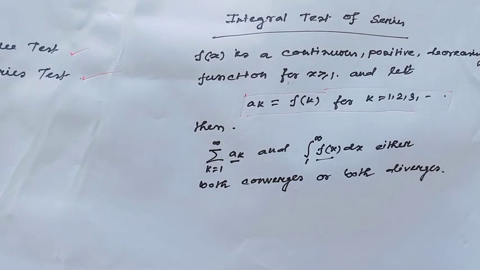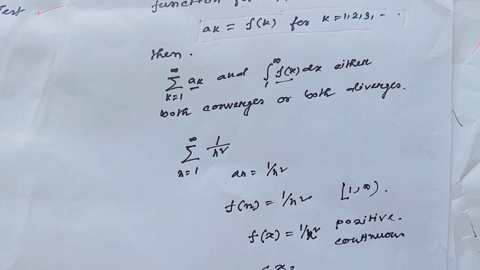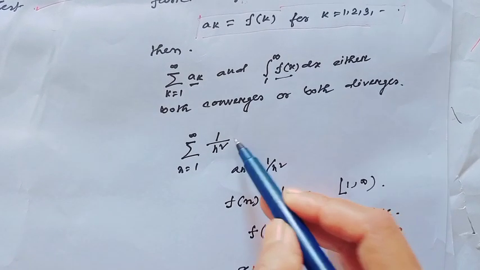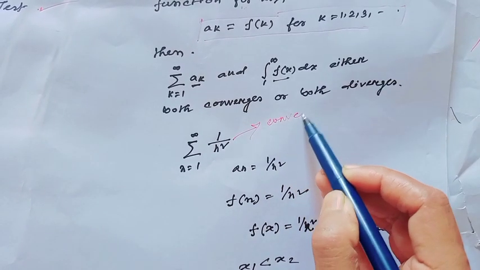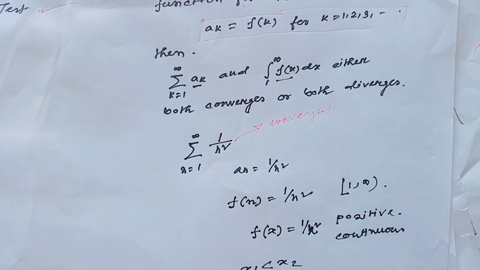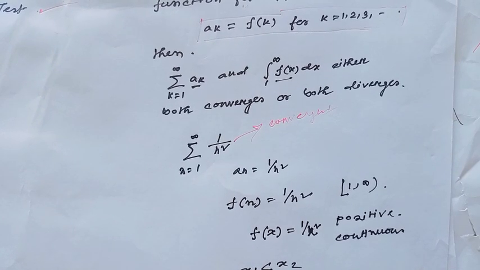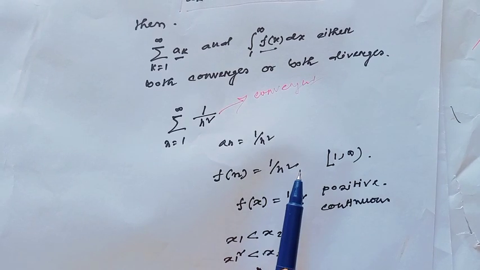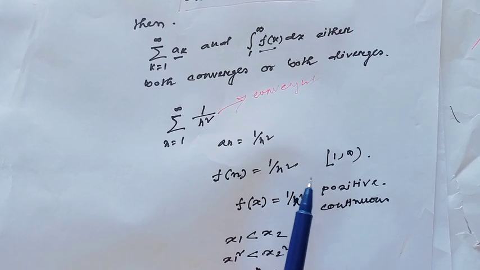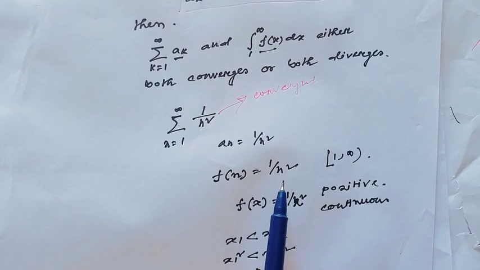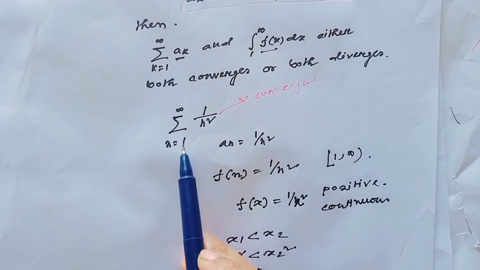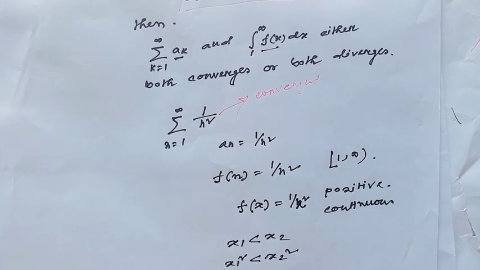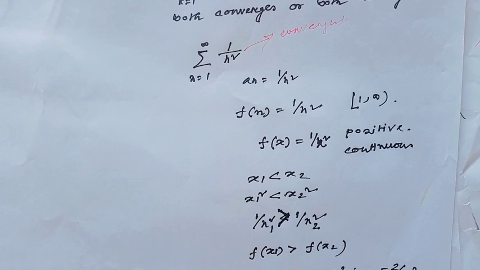As an example, consider the series from n equal to 1 to infinity of 1 over n squared. We all know this series is convergent, but here I will use the integral test. Consider a_n equal to 1 over n squared. Since I will use the integral test, f(n) equal to 1 over n squared, and here the interval is [1, infinity). Therefore f(x) equal to 1 over x squared.